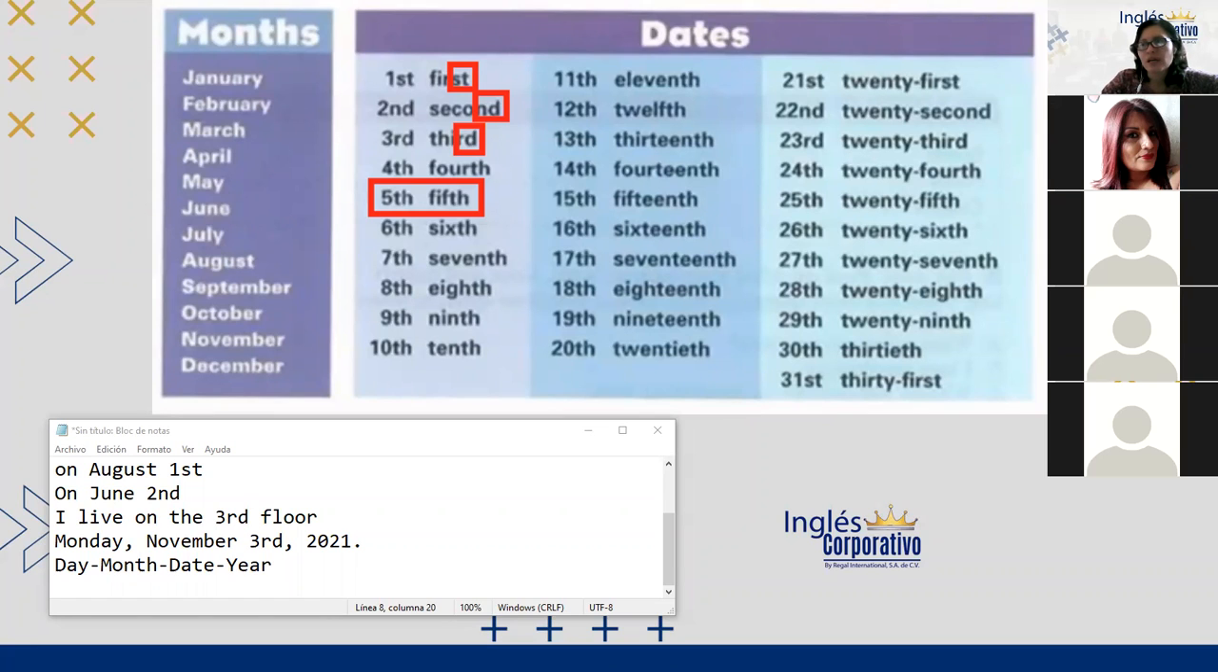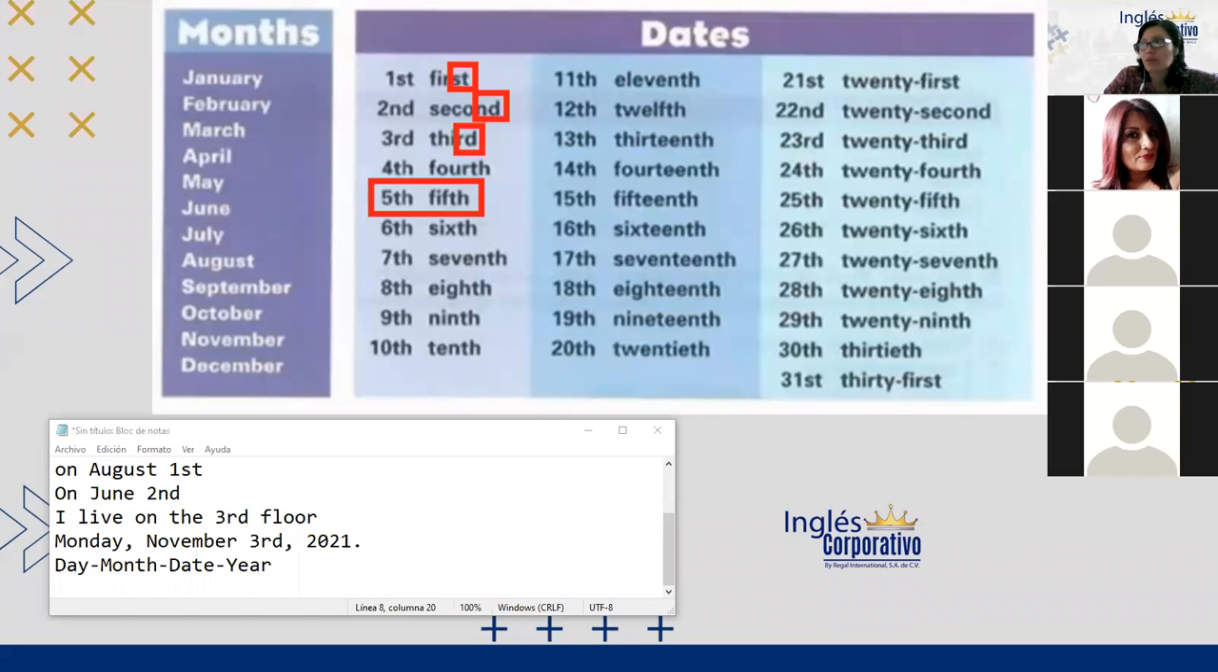Y pues, bueno, en este caso, cuando nosotros hacemos el British way, we do not begin with the day, right? We begin with the month, right? But anyways, la forma más común siempre va a ser esa que ustedes ven acá, especialmente pues si nosotros estamos en esta región, que está cerca de Estados Unidos, ¿ok?